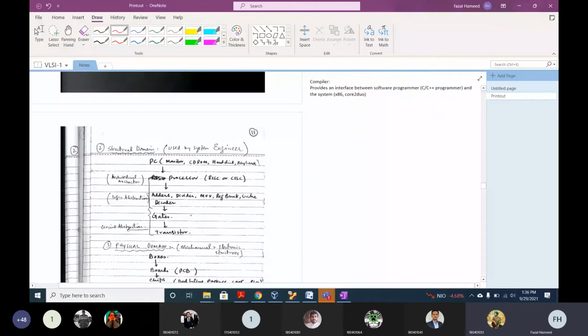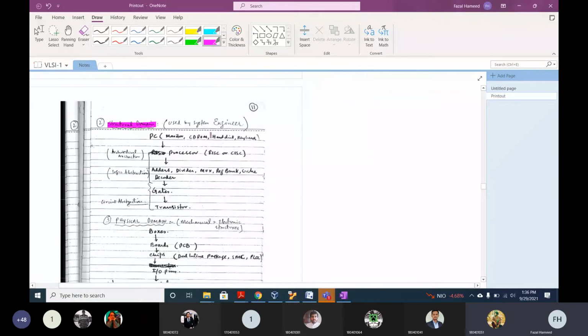Now we study another level of abstraction that we call the structural domain. Can you see on the screen the structural domain, Beta? Yes, sir. Okay. Now if you look at the structural domain, it is used by the system engineer. If we look at the system at a very high level, we have a PC, a personal computer. The personal computer consists of a monitor, CD-ROM, hard disk, and keyboard.